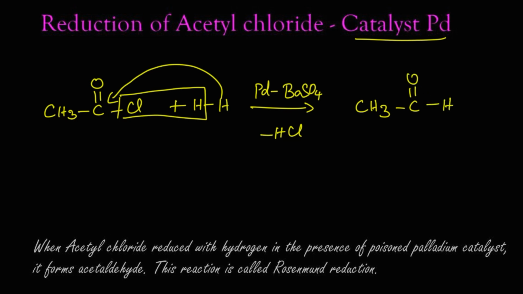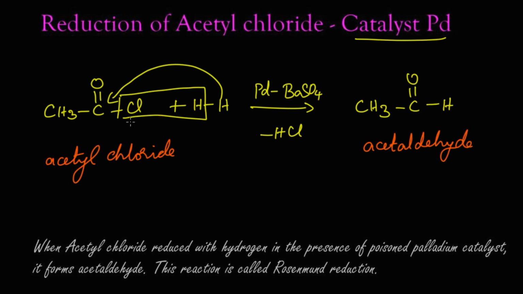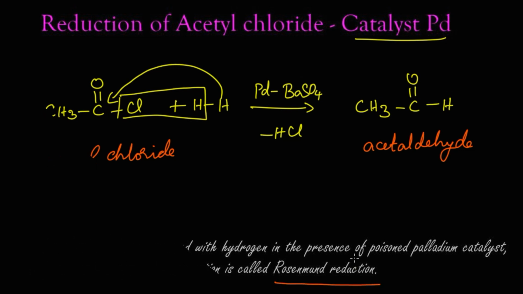Let's write the name for these structures. This is acetyl chloride, is reduced in presence of palladium and barium sulfate to acetaldehyde. Let's summarize the reaction. When acetyl chloride is reduced with hydrogen in the presence of poisoned palladium catalyst, it forms acetaldehyde. This reaction is known as Rosenmund reduction reaction.